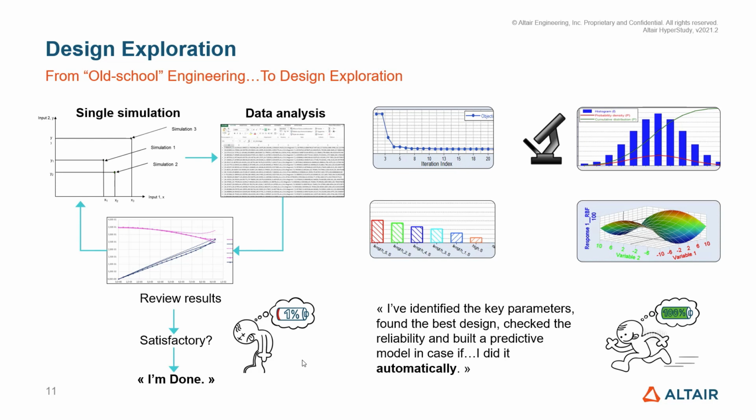What we want to do instead, rather than manually iterating through all of these, is identify the key parameters that are really driving the design, so we're not continuing to manipulate things that don't really influence the result that we care about. So we want to identify those key parameters, find the best design as quickly as possible, maybe even check the reliability of this, and then build a predictive model so that I don't have to call Radioss and wait 12 hours for a run in the future. I have a model that can give me instantaneous answers about how the decisions that I'm making will influence my outcome.